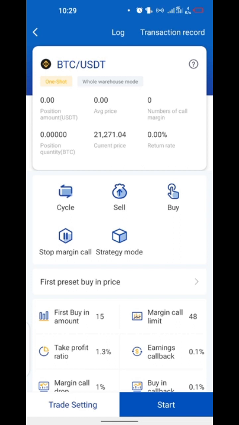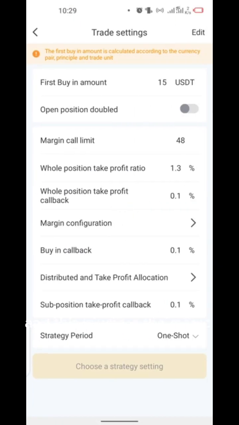Now, I'll skip everything and basically go into the trade settings, and this is where the magic is. There are so many important issues we need to look at. The first buying amount. The minimum first buying amount is $15. If you're a passive trader, you want to determine the first buying amount is 15. That never changes. It's the minimum, and you want to use the minimum to keep trading.